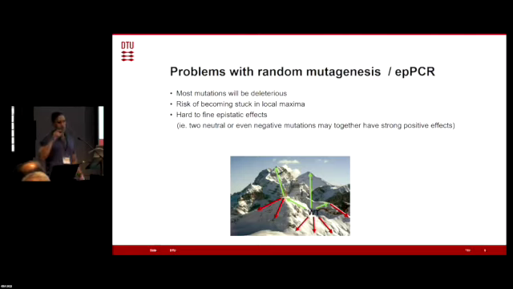And once you're there, if you don't have a method to get out of there, you can end up stuck in what we call a local maxima. You also have the problem that you can't find epistatic effects. Often you'll have mutations that on their own don't do anything or are negative, but in combination with other mutations, they have positive effects.